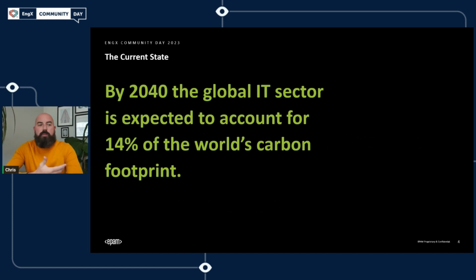So let's take a look, if you like, at the as-is, like where are we today in the world? Well, why are we even talking about this? Well, by 2040, the global ICT sector, so this is information communications technology, and that's important to bring telephones and devices, etc., into the conversation, is expected to account for 14% of the world's carbon footprint, which is crazy figures.